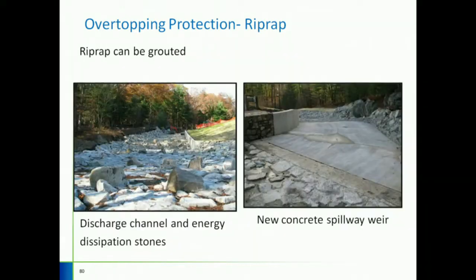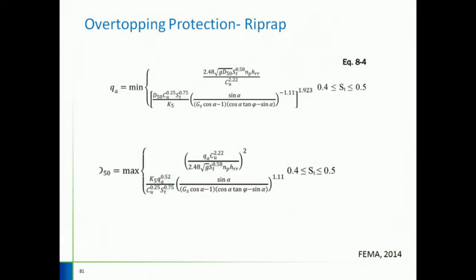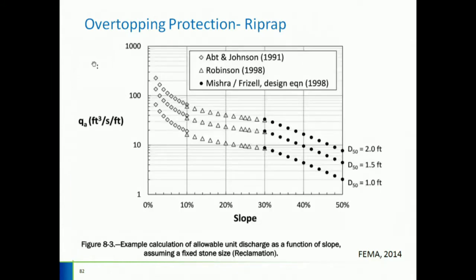The other factor is that the riprap can be grouted. You can here see the spillway application where riprap is placed and grouted, and it serves as energy dissipation. You can see these rocks here placed, and it's a grouted layer that is more erosion resistant. For the design, provided equations for your reference, discharge capacity and the D50 to be used for the riprap. You can see a design chart here, the discharge capacity, slope, and different D50s.